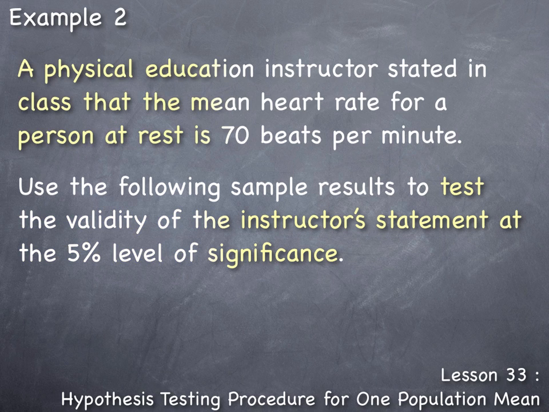Now, the instructor stated that the mean heart rate for a person at rest is 70 beats per minute. This can be expressed statistically by saying the mean heart rate, which is mu, for a person at rest, which is just one population, is 70 beats per minute. That is, equals 70. So we can express this as mu equals 70.